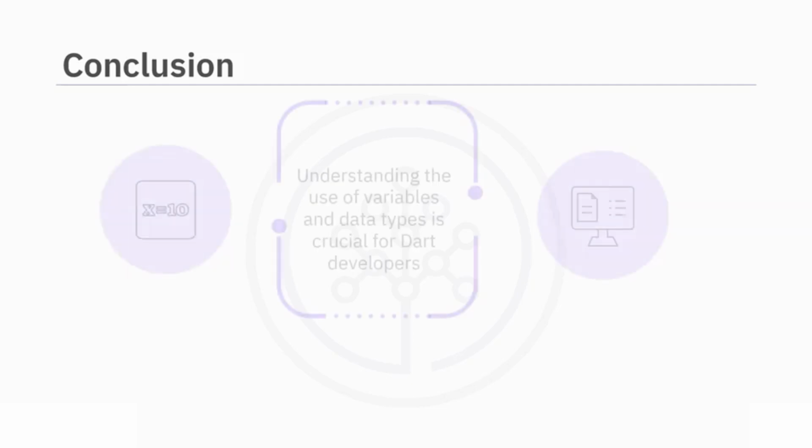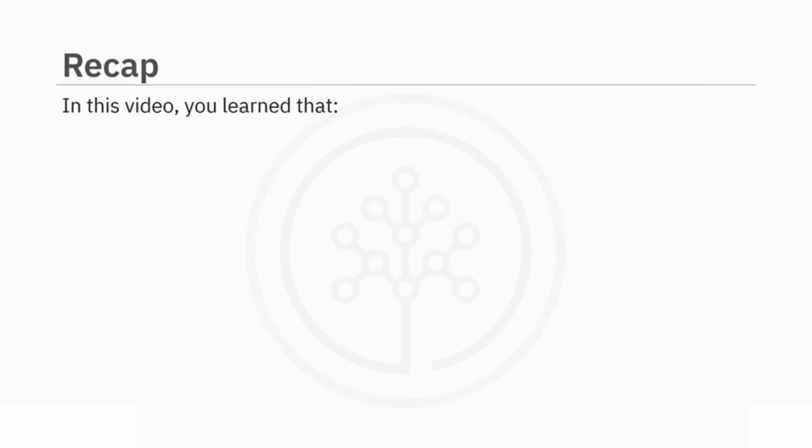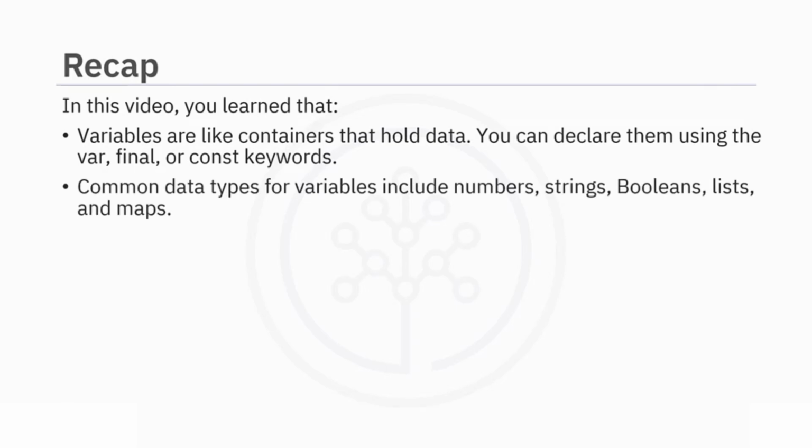To conclude, understanding the use of variables and data types is crucial for any Dart developer. Developers can leverage this foundational knowledge to build more complex and powerful applications. In this video, you learned that variables are like containers that hold data which can change over time. You can declare variables in Dart using the var, final, or const keywords. Common data types for variables include numbers, strings, booleans, lists, and maps.